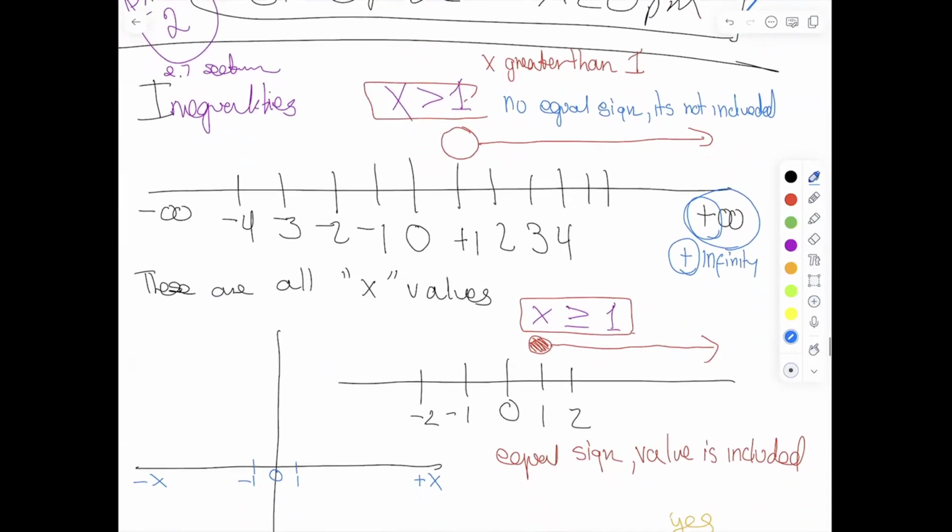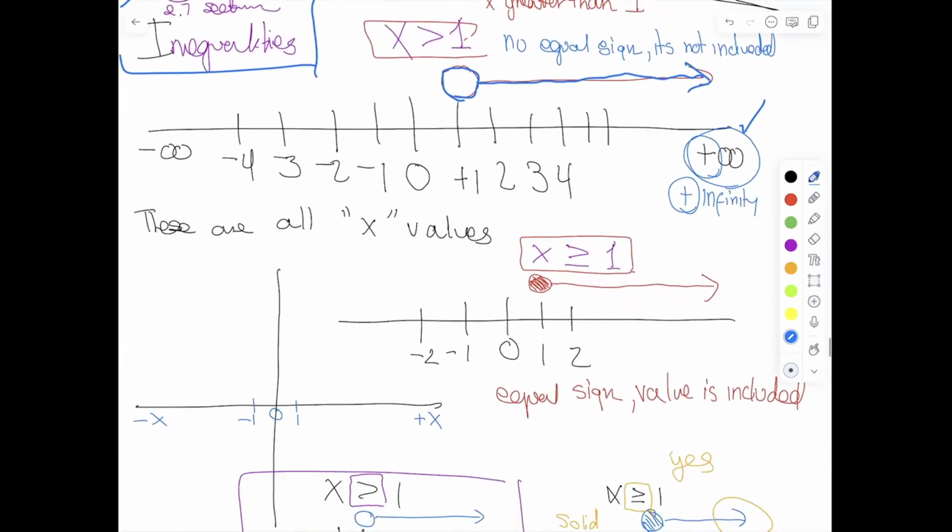All right, so then we got into inequalities, and then we had this example of x is greater than 1, and we talked about that when it doesn't have an equal sign, it's not included. And what that means is that we have an open circle. And when we have an open circle, the value of 1 is not included, but it has to be recognized that it exists, right? And this is going to positive infinity.